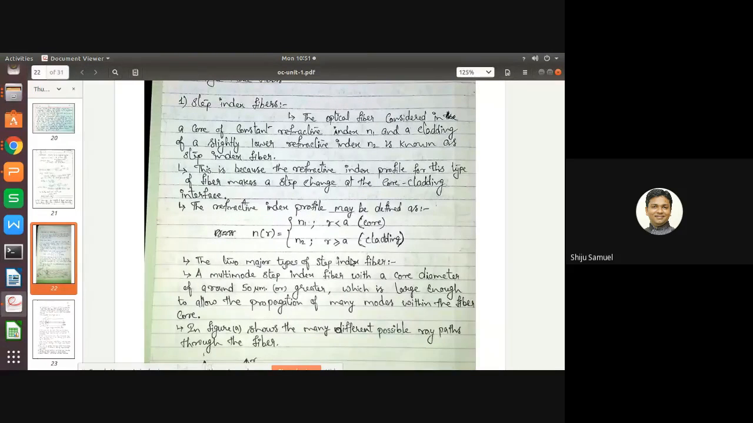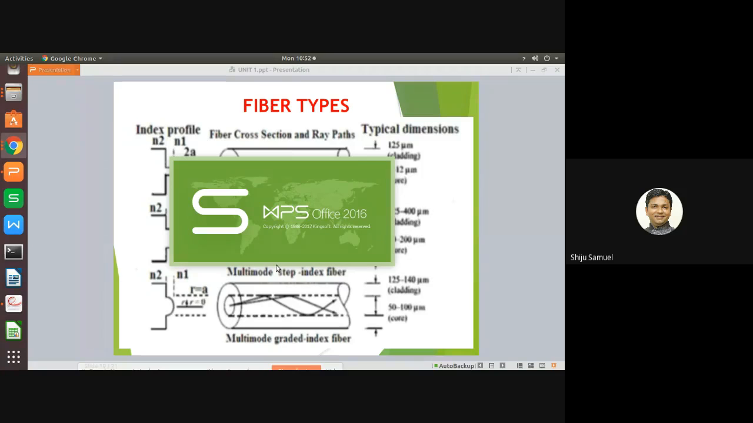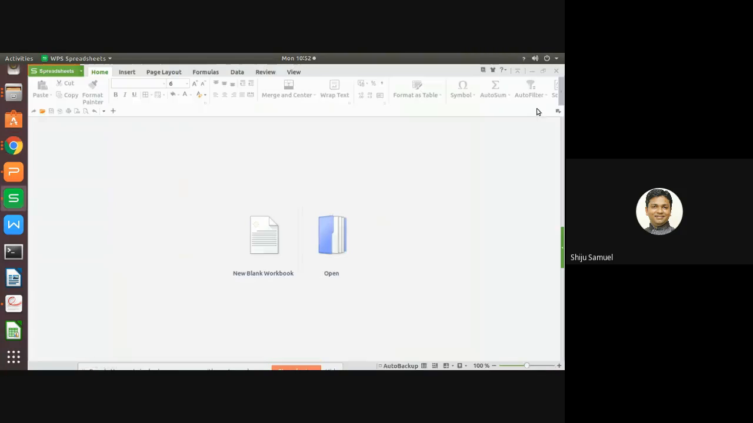Now what happened? This is the basic concept of single mode step index fiber and multi mode step index fiber. Now, another condition, I want to share in the PPT. Just now you can observe the monomode step index fiber and the multi-mode step index fiber. First, the monomode step index fiber. Just a minute.